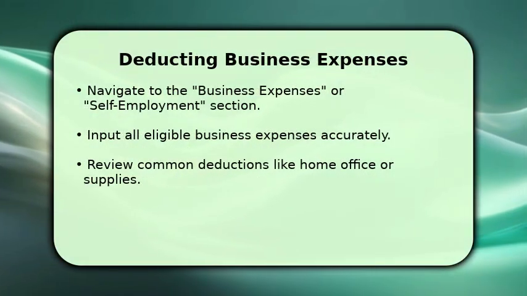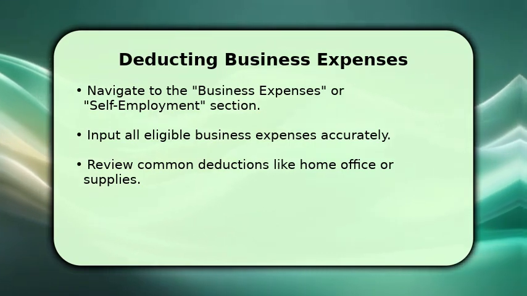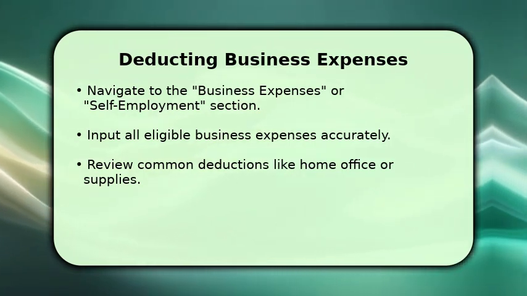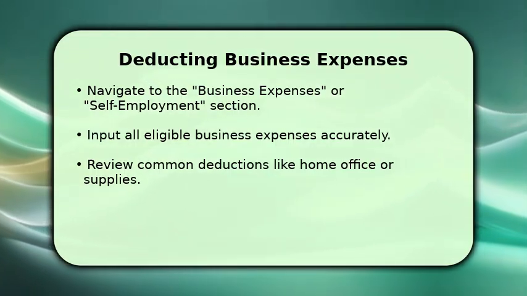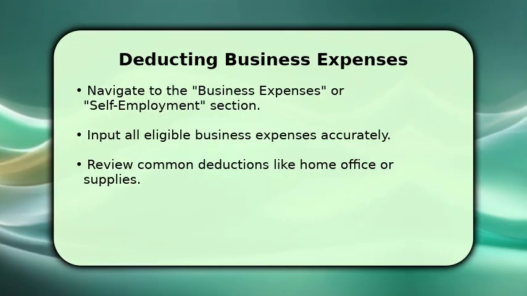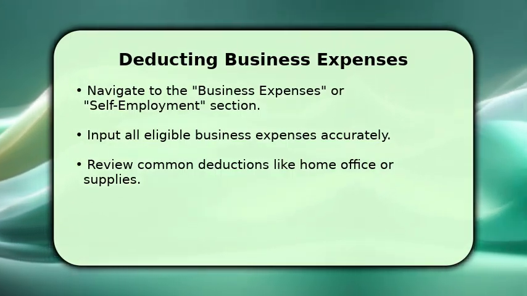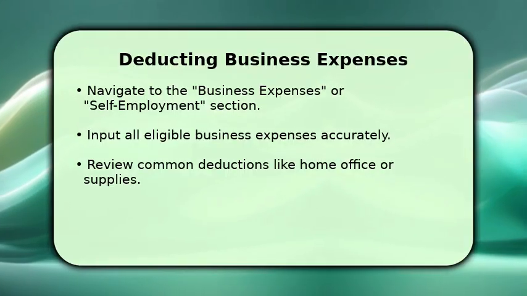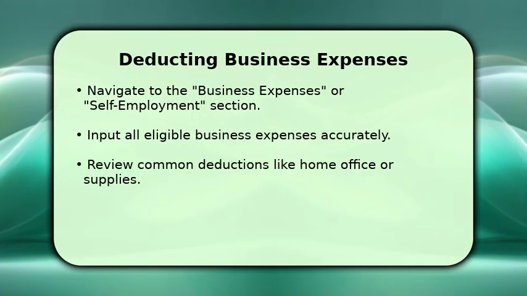After entering your income, move to the Business Expenses or Self-Employment section. This is crucial for reducing your taxable income. Carefully input all your eligible business expenses, such as office supplies, mileage, or home office deductions. H&R Block will guide you through common categories, helping you identify every possible deduction to maximize your savings.